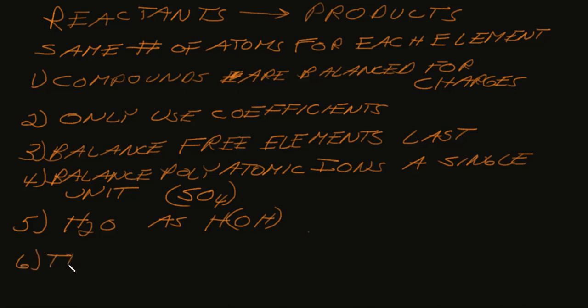And lastly, it's really trial and error. The more you work with balancing equations, the easier it becomes. Don't be afraid to make a mistake. You may put a coefficient on one side and realize, oh, I'm messing up some other compounds or elements on the other side of the equation, which is fine.